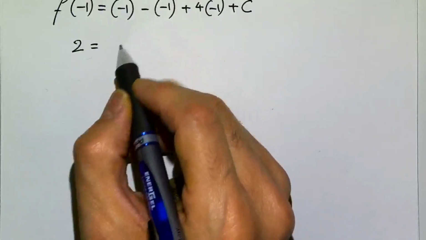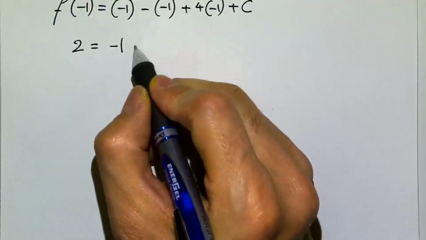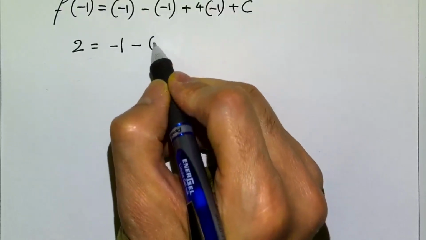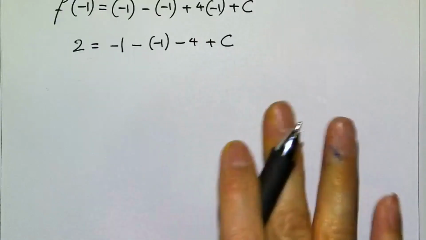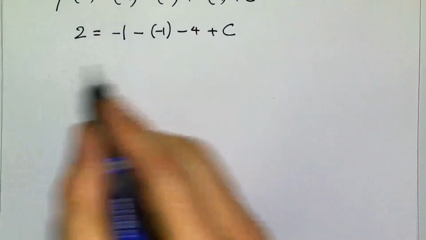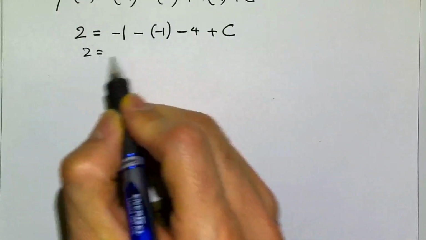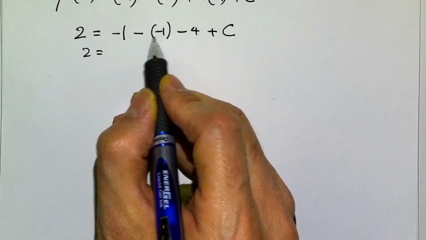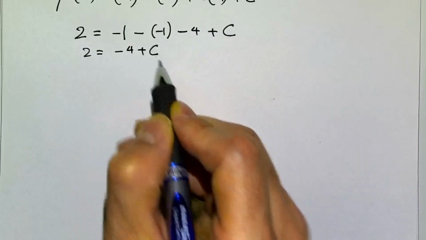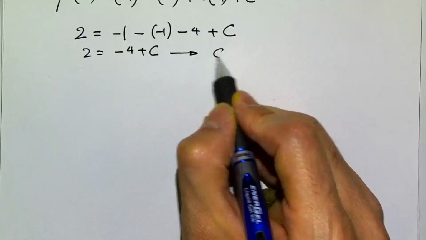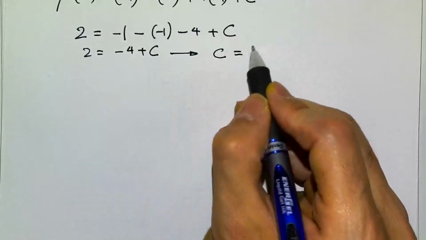So -1 to the 5th power is just -1. Minus -1 cubed is plus 1, minus 4 plus c, right? So we have 2 equals -1 plus 1, that's 0, minus 4 plus c. Therefore, c is equal to 6.